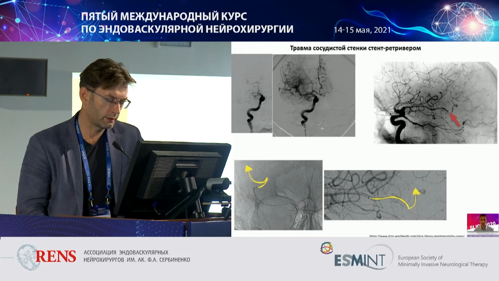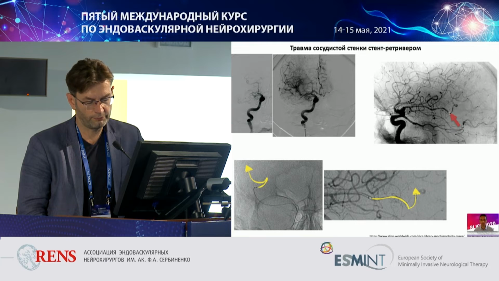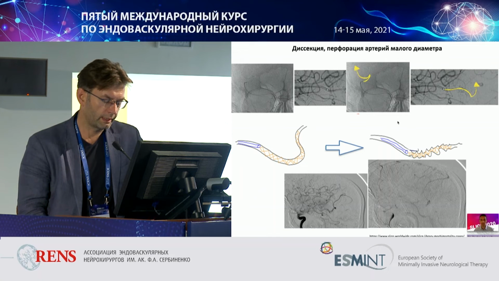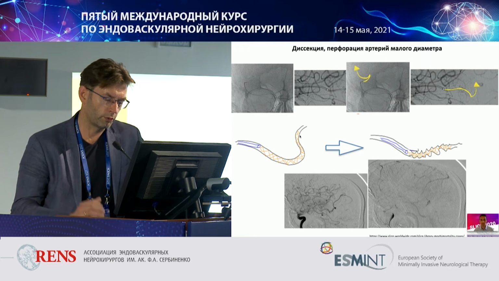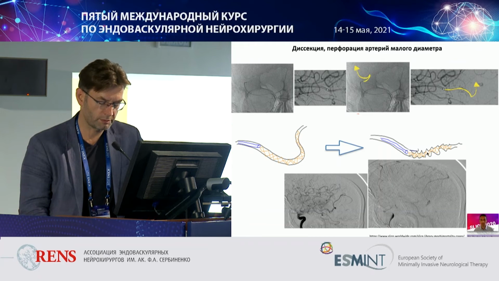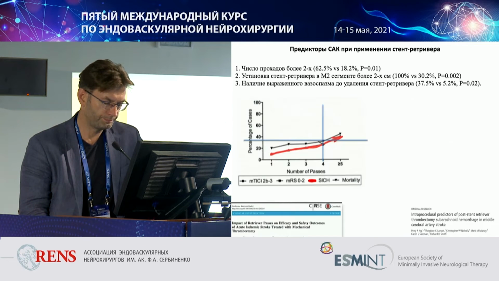In this case, this is the occlusion of the terminal segment of the internal carotid artery. What we see here is the emboli in the temporal occipital part, due to unsuccessful mechanical thrombectomy. And as I told you, it could cause the spasm, and that's what happened in this case, and ended up with the dissection of the cerebral artery.